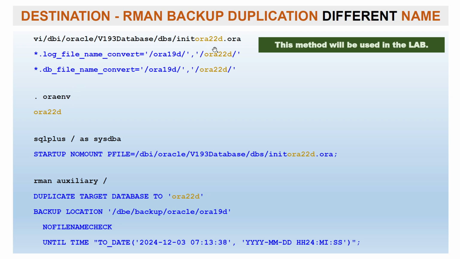Once we have added this parameter, we will set the environment variable, and then we will start our instance in the nomount mode using this pfile, and then we will run the duplicate command: RMAN auxiliary /, duplicate target database to new name. So this is the new name, backup location, same location, no file name check. So this syntax is exactly the same.